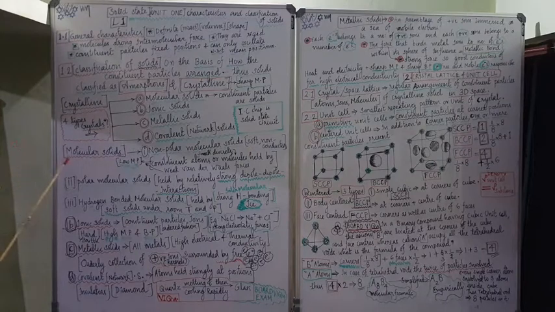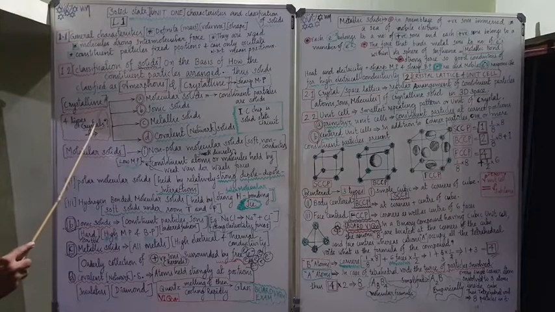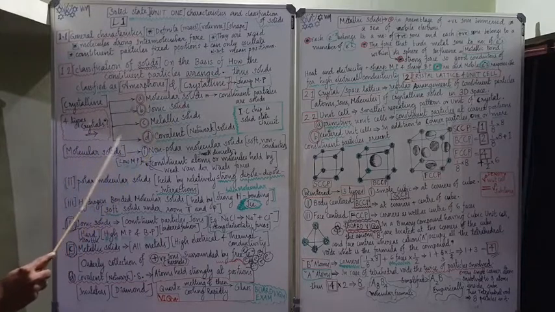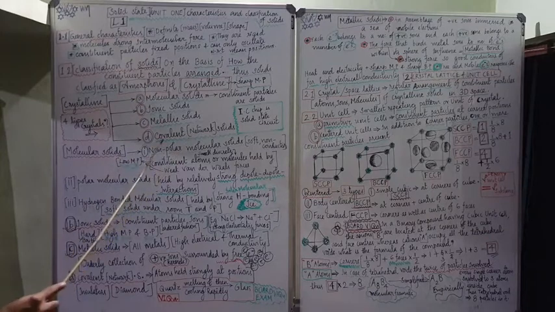Here, the crystalline solids are again under consideration. Crystalline solids are divided into 4 types. These were asked in board examinations earlier. What are the 4 types of crystalline solids? First is molecular solid, then ionic solid, metallic solid, and covalent solid. The covalent solid is otherwise called a network solid also.